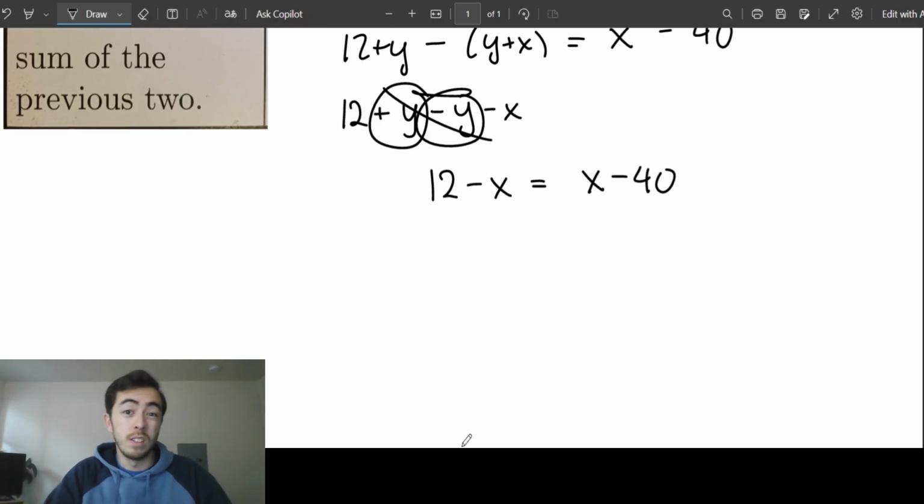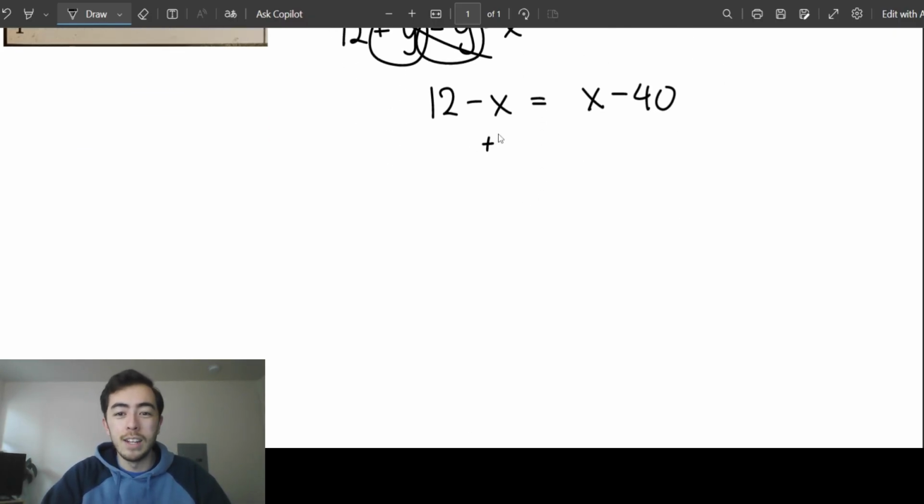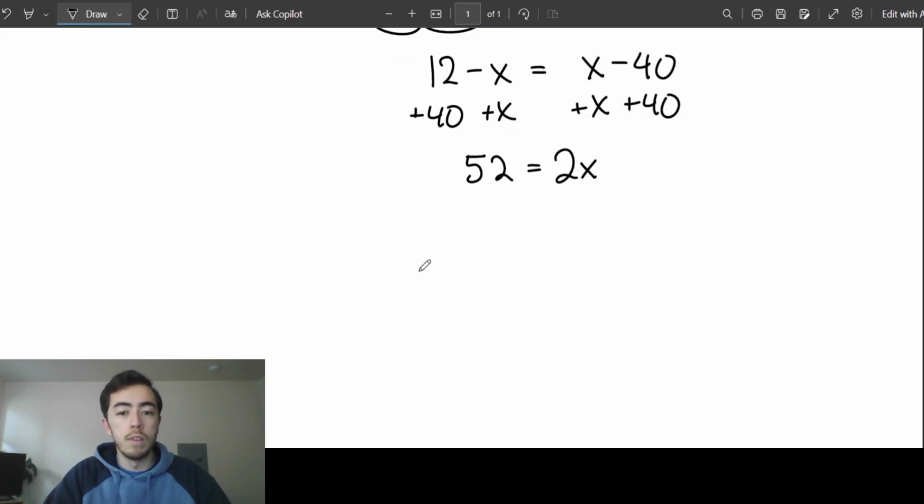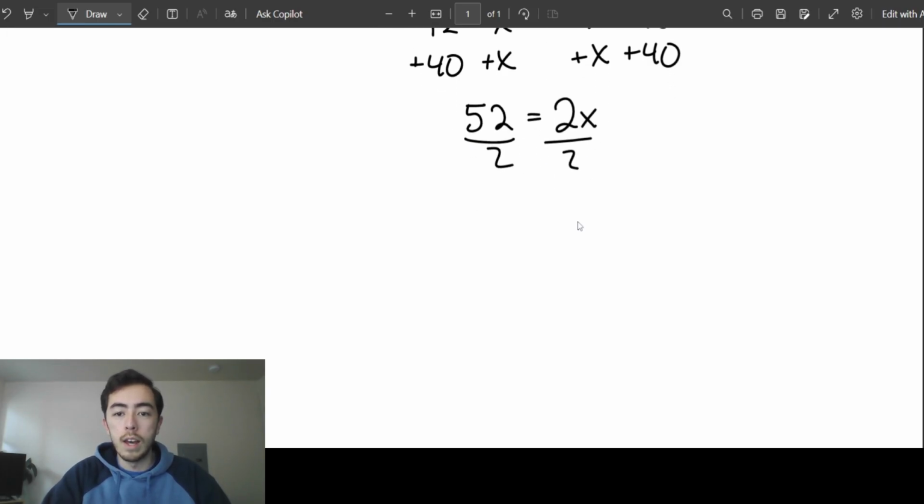I like working with positive numbers if possible, so I'll add an x here and I'll add a 40 here to kind of cancel those terms out. Balance it by adding an x and adding a 40. So we do get 2x is equal to 52. And then once we divide both sides by 2, we get x is equal to 26. That's basically it. That's the whole problem here.